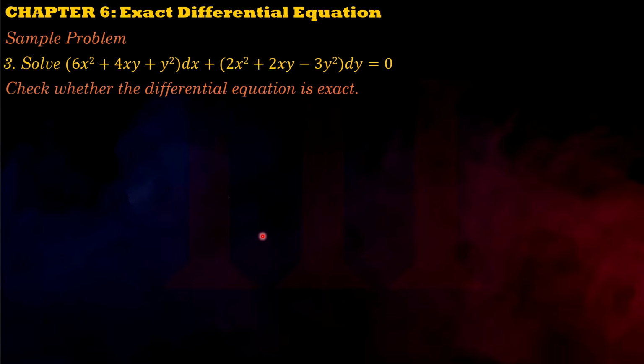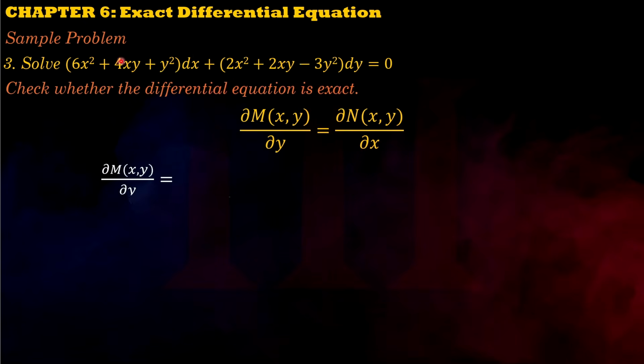So problem number 3, solve for (6x squared plus 4xy plus y squared) dx plus (2x squared plus 2xy minus 3y squared) dy is equal to 0. Again, we have to check if this is really an exact differential equation. So let's take the partial derivative of the first term with respect to y, which is equal to this.